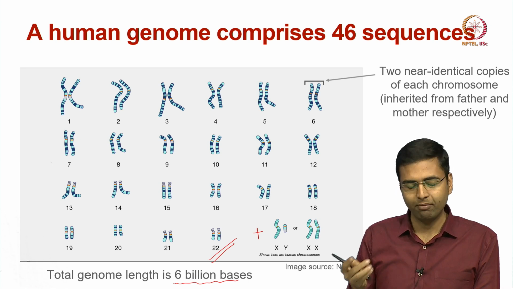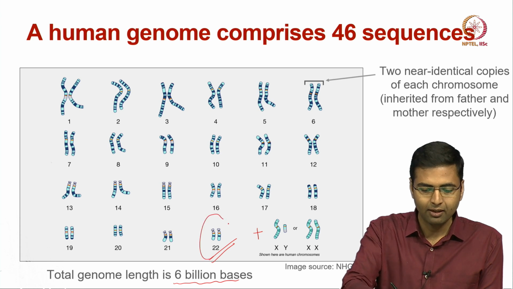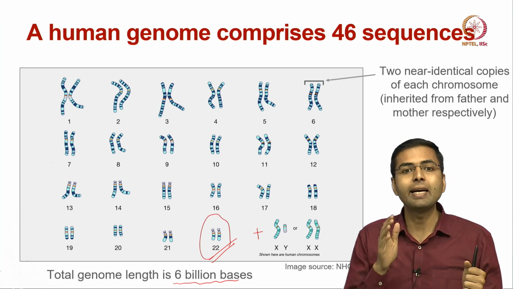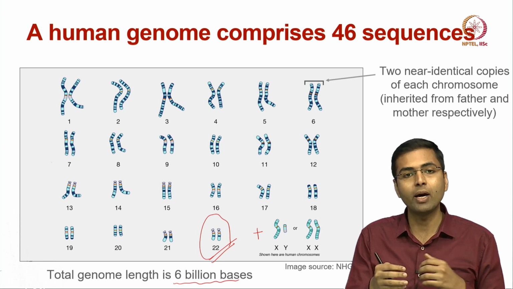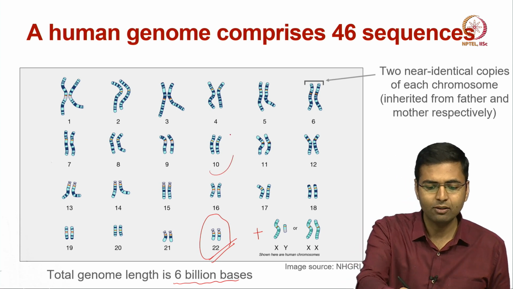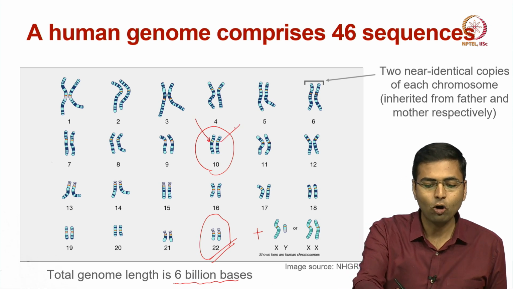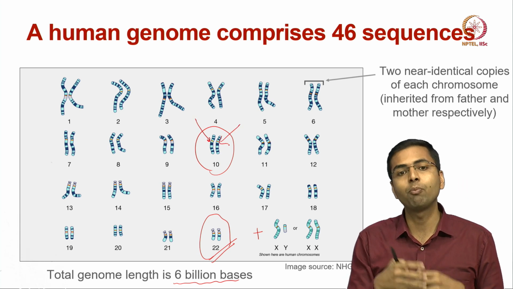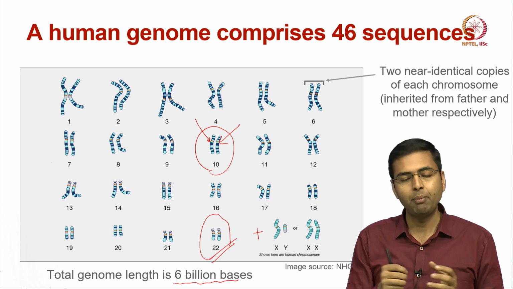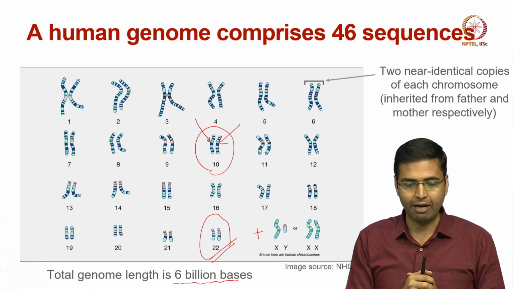Another point that will be useful later is that these pairs of chromosomes are almost identical to each other. We inherit one copy of a chromosome, let us say chromosome 10, from our father, and the second copy of the chromosome is inherited from our mother, and these are near identical to each other. They are about 99.9% identical to each other on average.